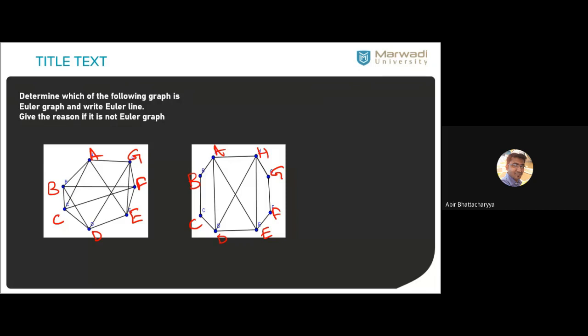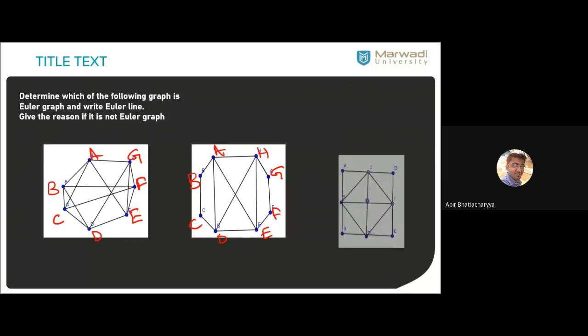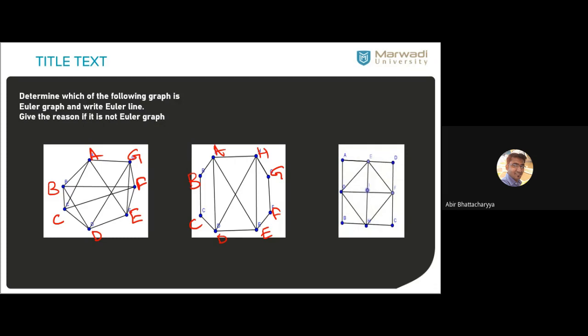Okay. So I hope you have completed and you have found it. This is the Euler graph and you can easily find the Euler line. Next graph is for you. Number 3. Last graph today. Check whether it's Euler graph or not. If it is not, write down justification. If yes, write down the Euler line.